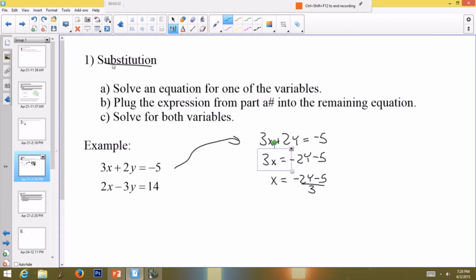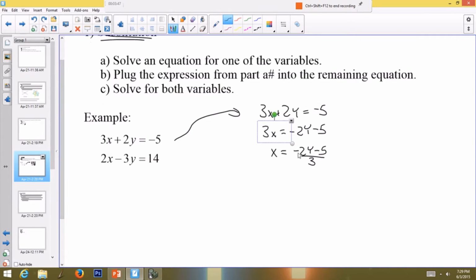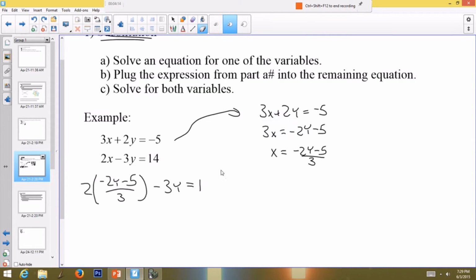Now again, this is substitution, so we must use the second equation. If you put it back into the original equation, I think everything's just going to cancel out and you're going to get an error, but we're not real worried about that. So I'm taking this second equation and replacing the x with this new expression that has y in it. So x is being replaced with (-2y minus 5) all over 3, and then I take my -3y equals 14.